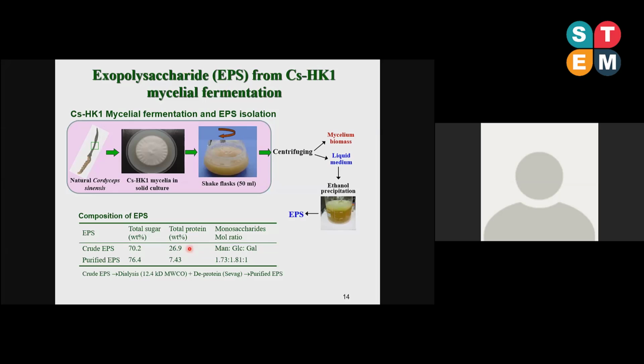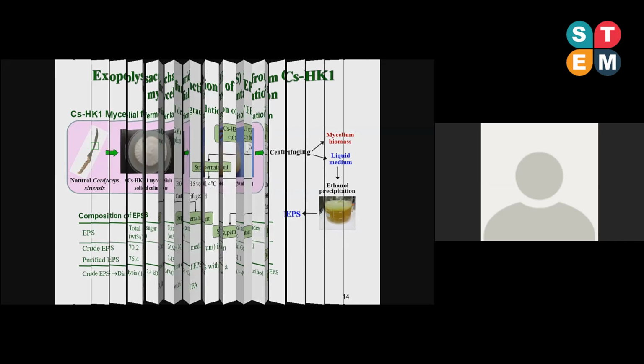Also contain a lot of protein. And after purification, we remove the protein and also remove the small molecules. We can get a higher content of total sugar and a lower content of protein. So this polysaccharide is mainly composed of 3 monosaccharides. The glucose is the most abundant monosaccharide in this extracellular polysaccharide, EPS.